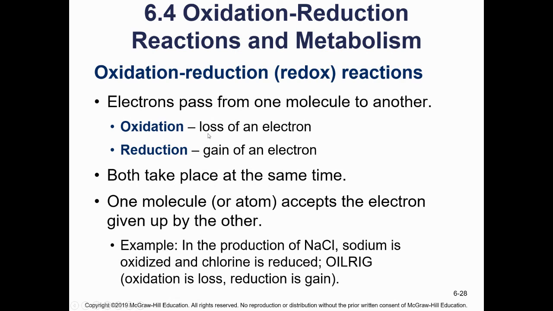So an oxidation reaction is when there is a loss of an electron. A molecule or an element loses an electron. It is oxidized. When a molecule gains an electron, it's reduced. And these take place at the same time.